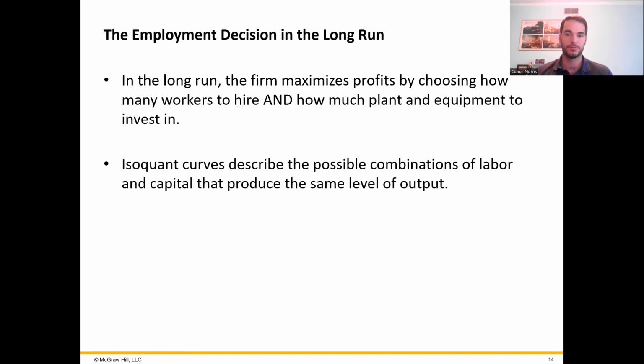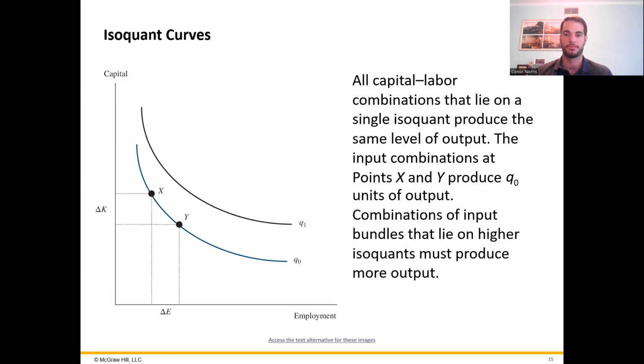To help us understand how firms make these decisions, we use something called isoquant curves. These curves show the different combinations of labor and capital that produce the same level of output. For example, a pizza shop might be able to make 100 pizzas in a day by hiring more workers and using less equipment, or by investing in better ovens and hiring fewer workers. Both of those can result in them making 100 pizzas a day. So the isoquant curve helps us see all the different combinations of capital and labor that firms can use to produce the same amount of pizza or any product.